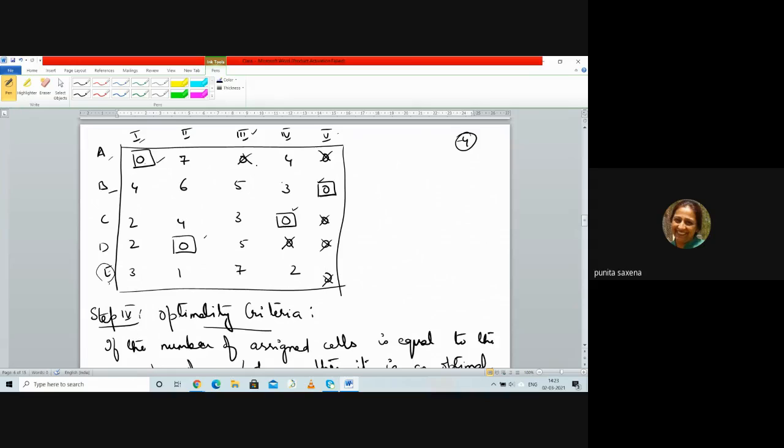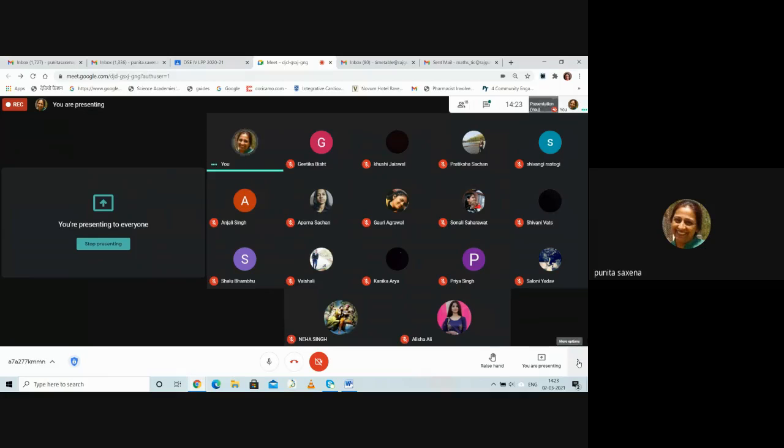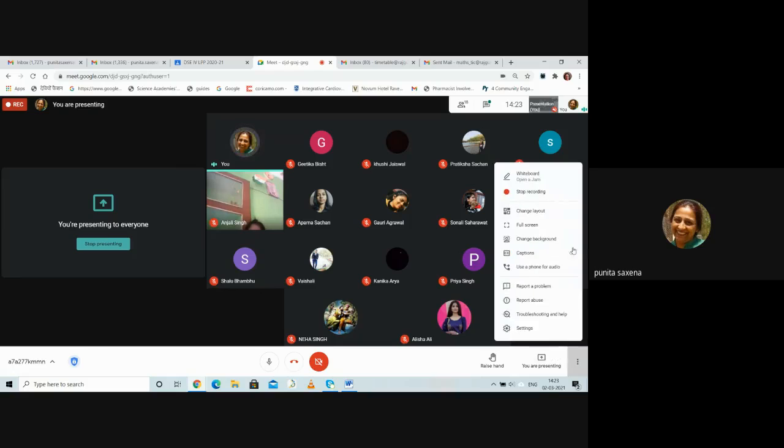Now, since it's going to take time and it's almost your class time, the revision method, I mean, how to revise the opportunity cost matrix, I'll do it in the next class then. Okay. So I'm winding up right now.